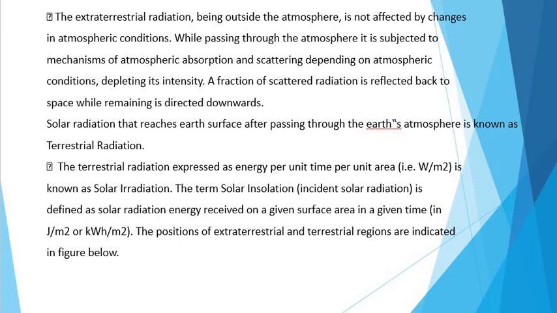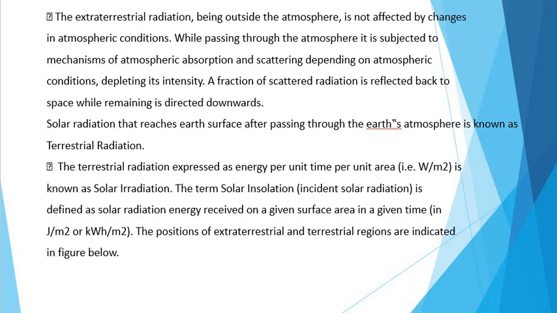The terrestrial radiation expressed as energy per unit time per unit area, that is watts per meter square, is also called solar irradiance. The term solar insolation, that is incident solar radiation, is defined as solar radiation energy received on a given surface area in a given time, that is kilowatt hour per meter square.